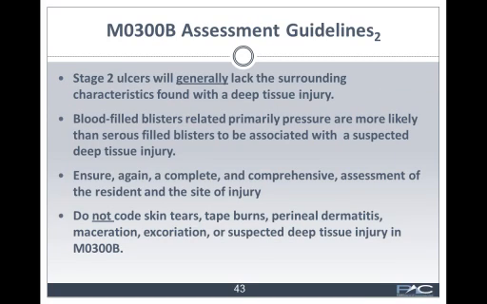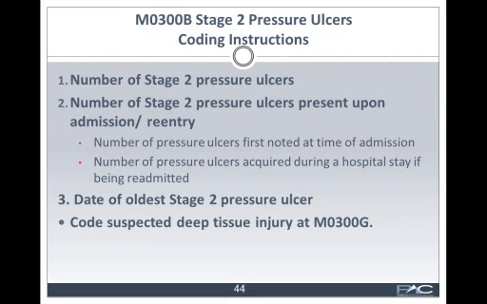So stage 2 generally lacks the surrounding characteristics found with deep tissue injury, and this is certainly where there's been some confusion over the last few years when we're looking at blisters. Generally, a serous-filled blister related primarily to pressure is more likely a stage 2, where blood-filled blisters are more likely to be associated with SDTI. Something else to be cautious of: do not code skin tears, tape burns, dermatitis, maceration, excoriation, or SDTI in this area of the MDS.